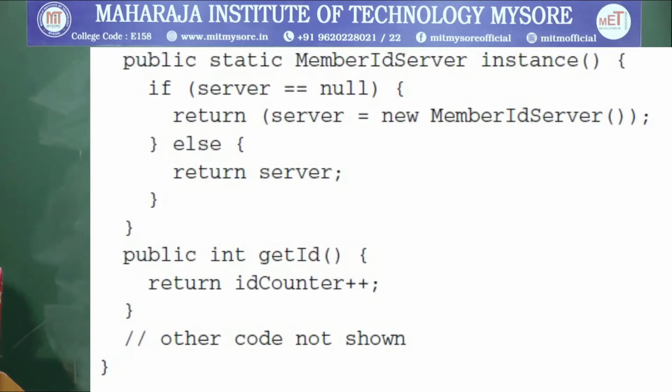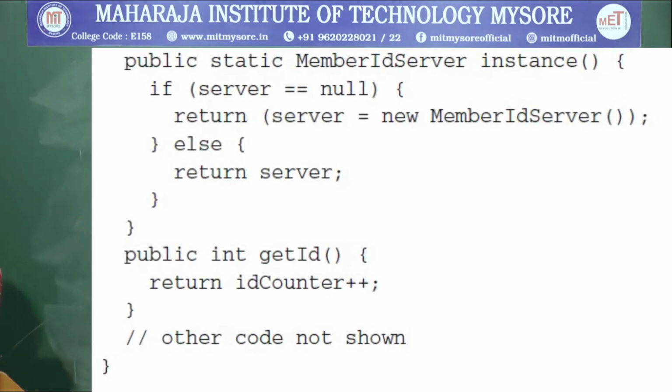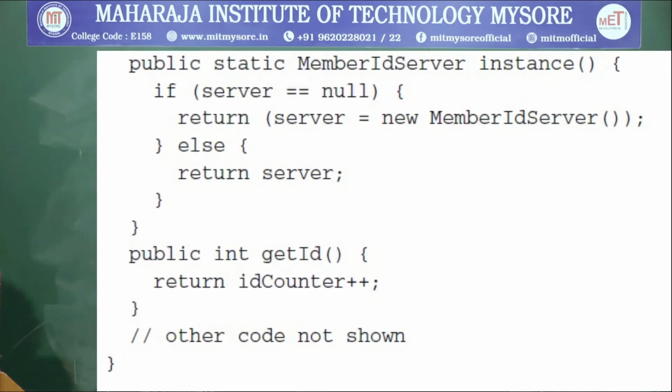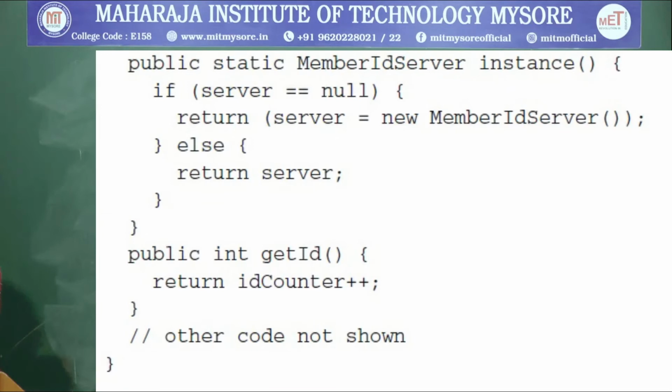So for the member ID server class, it is going to create the default constructor, and it is going to maintain the pointer to the same object, that is server. Or else it is going to return the server which has already been used, or which already has values and is not empty. So if it is empty, then you are going to create a member ID server. If it is already created, then you are going to return the already created server, otherwise you are going to create it.